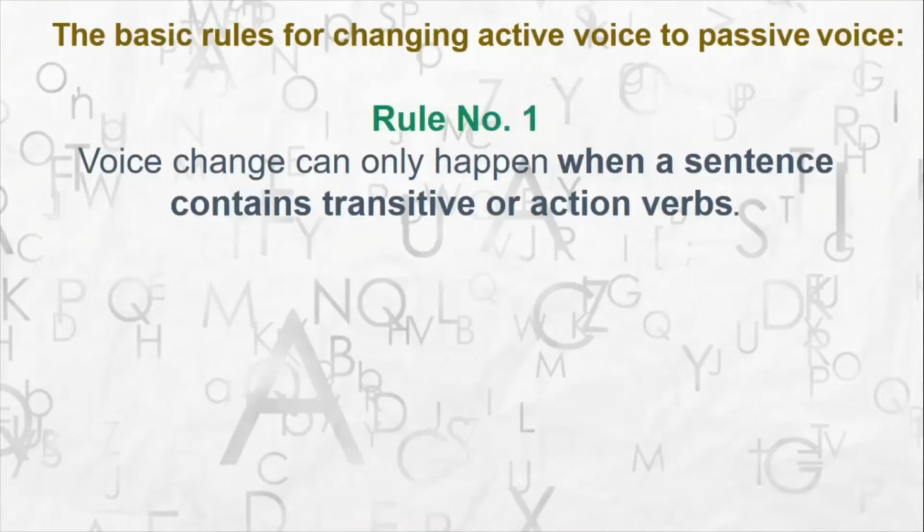Now there are certain rules for changing the active voice to passive voice. There are 5 rules here for us to understand. So let us take a look at all the rules along with certain examples of each rule. We have 5 rules. Rule number 1 says, voice change can only happen when a sentence contains a transitive or an action verb. When there is an action verb in the sentence, then the change of voice can take place.